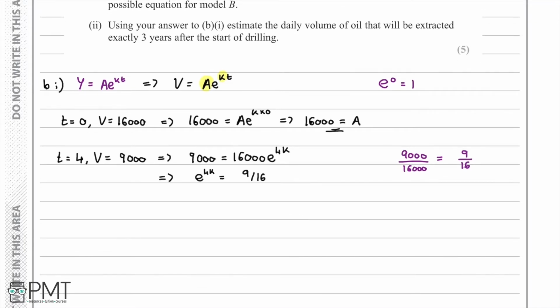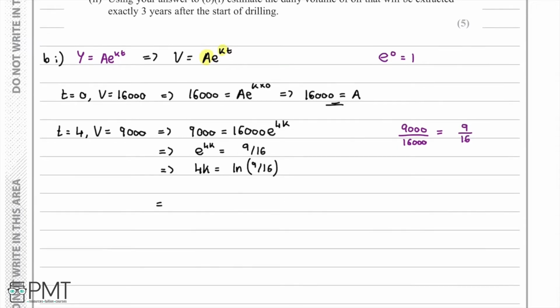So the next step is to get rid of the exponential here and isolate k on its own. And we can do this by taking ln of both sides. So remember ln of an exponential is going to equal the power of the exponential. So I have that 4k is equal to ln 9 over 16. And then now we can simply isolate k on its own by dividing both sides by 4. So k is going to be equal to 1 over 4 ln 9 over 16. So we now look back at the question.